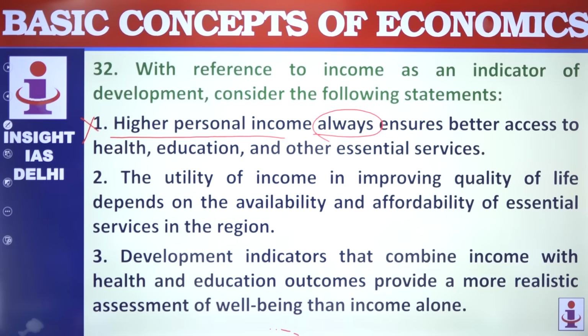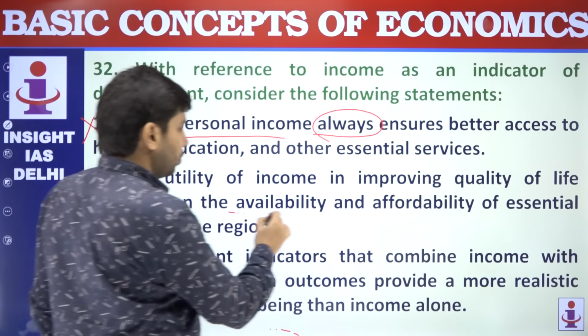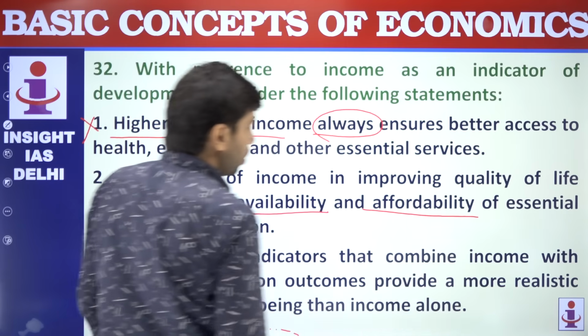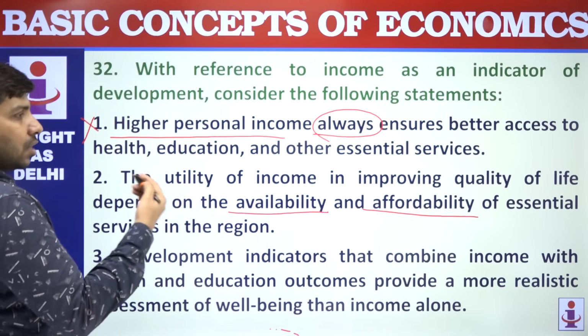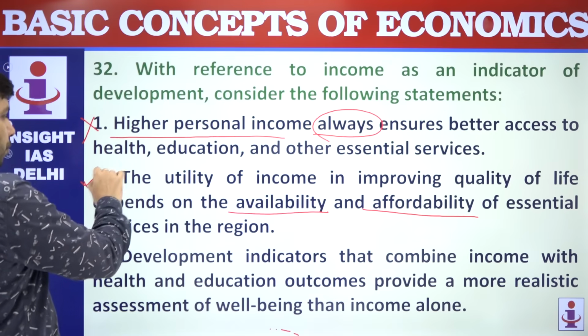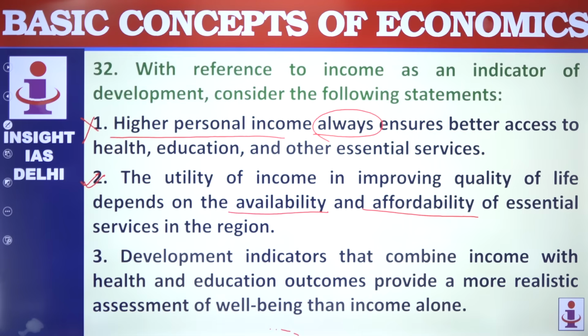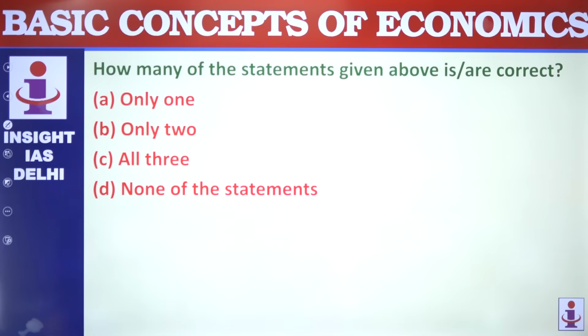The utility of income in improving quality of life depends on the availability and affordability of services in the region. Yes, whether services are available, whether they are affordable. On this basis, quality of life depends. Development indicators that combine income with health and education outcomes provide a more realistic assessment of well-being than income alone. Yes, this statement is correct. So how many are correct? Only 2 are correct.